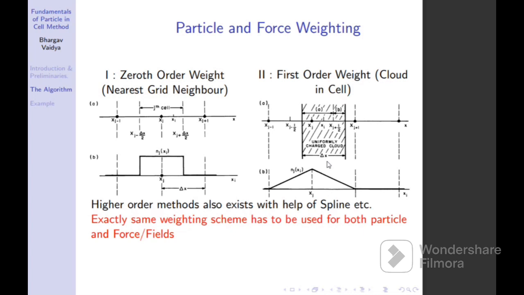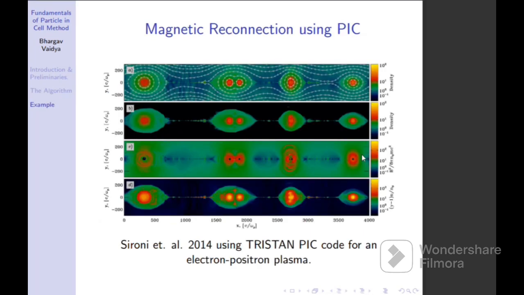And now, I'm just going to show you some results. I think most of it will be shown in the hands-on. But because you have done the reconnection problem, I just want to show you how reconnection, which is far better done with particle in cell than MHD, because MHD requires artificial resistivity. But as we saw in the last class, everything works with electron diffusion. So it's much more correct to solve magnetic reconnection with particles itself.